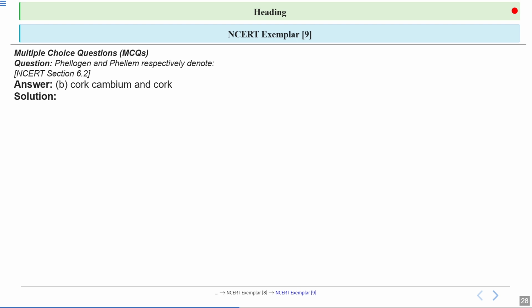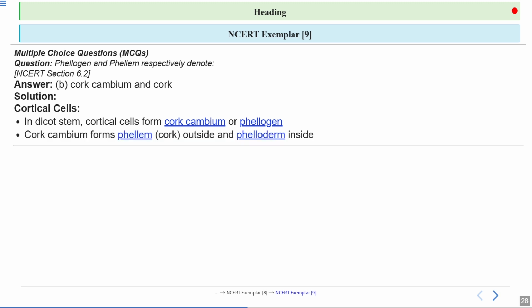So the correct answer is option B, cambium and cork cambium. Phellogen is another name for cork cambium, and cork is another name for phellem. In the dicot stem, the cortical cells form the cork cambium or phellogen. And cork cambium forms phellem, that is cork, outside, and phelloderm inside.